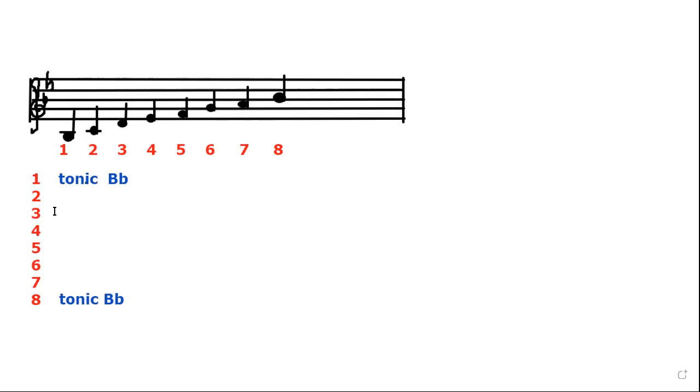All right, we're going to skip 2, and I'm going to go to 5 right now. So the 5th scale degree, I said earlier, is called the dominant. And in this scale, the dominant is the note F. Okay, so far so good. Now I'm going to go to the 3rd scale degree. The 3rd scale degree is the mediant. And in this scale, the mediant is the note D.